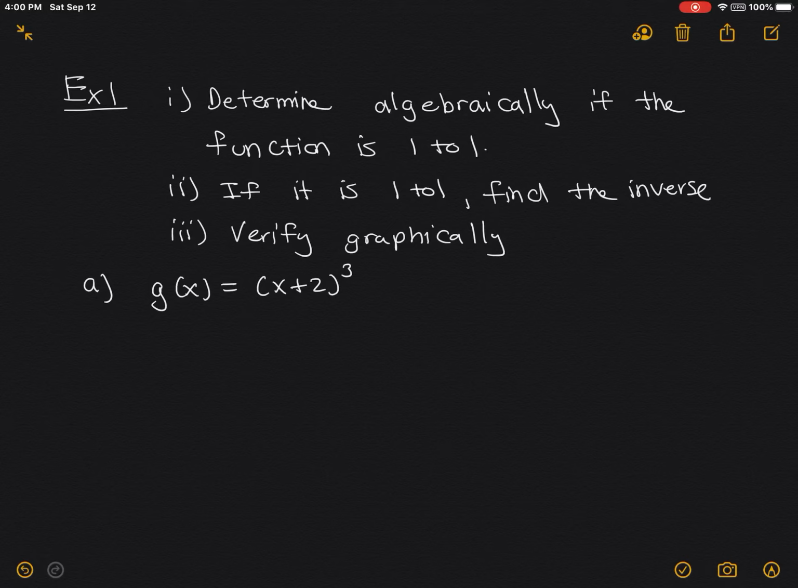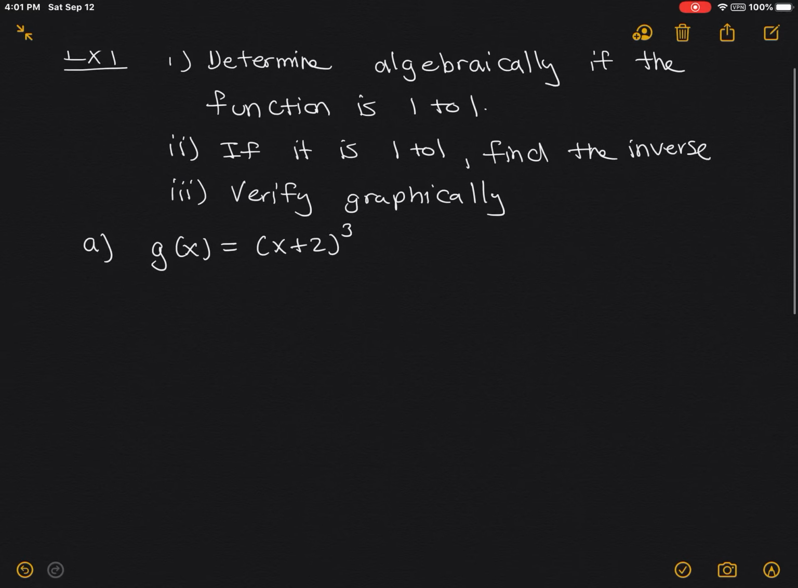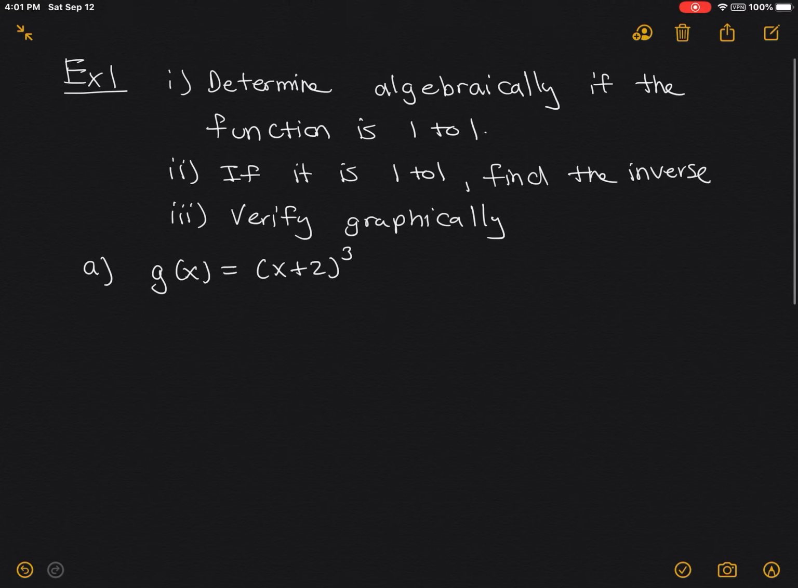All right, so in this video, we are going to take a look at how to determine if a function is one-to-one algebraically, and we are also going to find the inverse if it is one-to-one, and then we're also going to verify graphically. So let's take a look at this first example. We have g of x is equal to (x plus 2) quantity cubed.